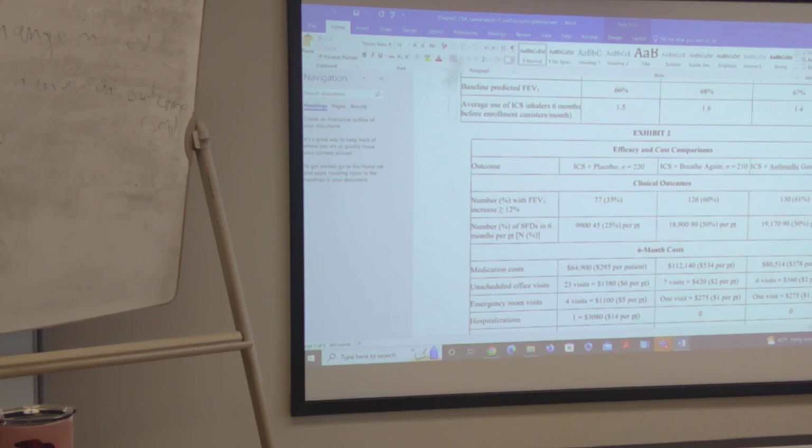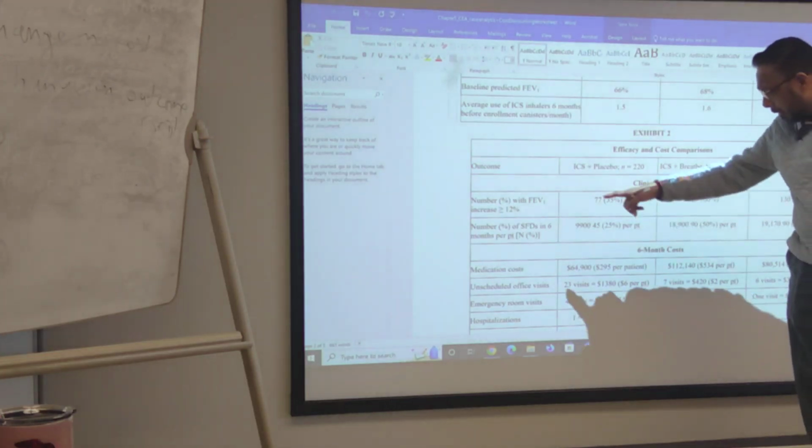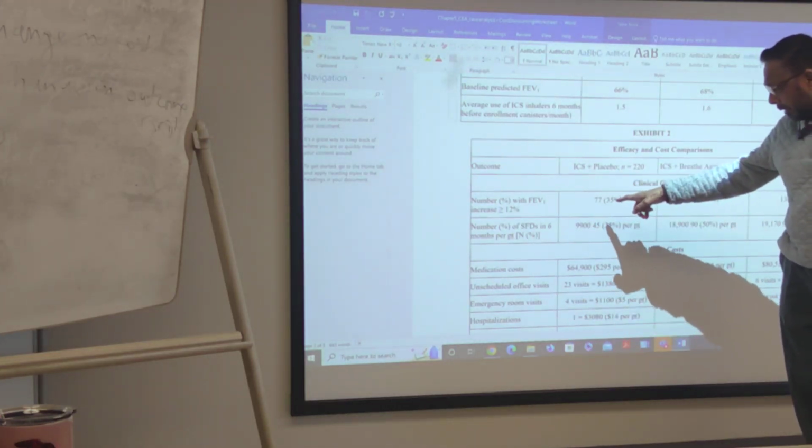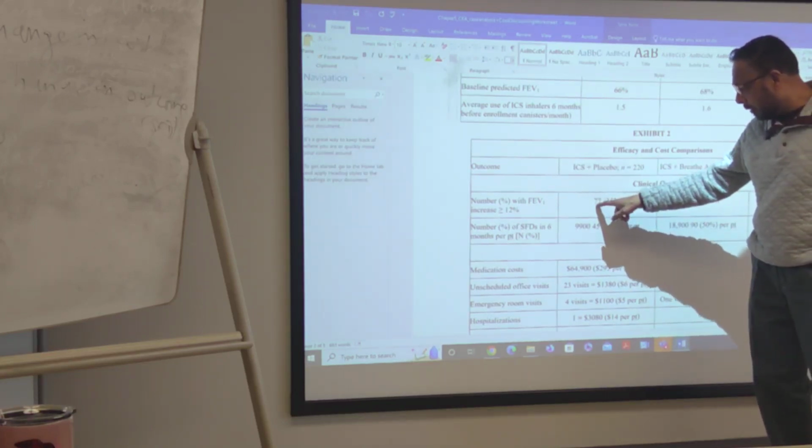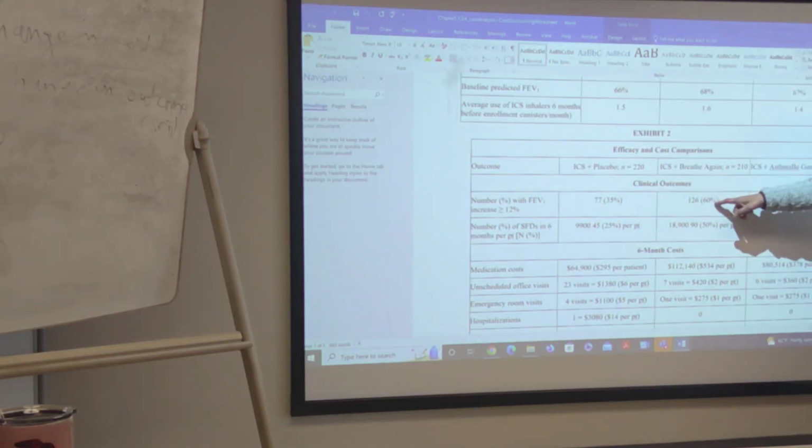Again, the three alternatives are there. And exhibit 2 is giving you efficacy and cost information. So here are the clinical outcomes. Percentage change in FEVs. Greater than 12% basically, that's the baseline starting point. And the change is 35%, and the unit FEV is 77. In brackets, it gives you the change, 60%, 126, and 130 and 61%. You can see it goes up in percentage.